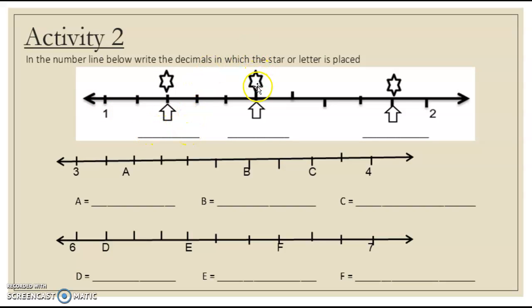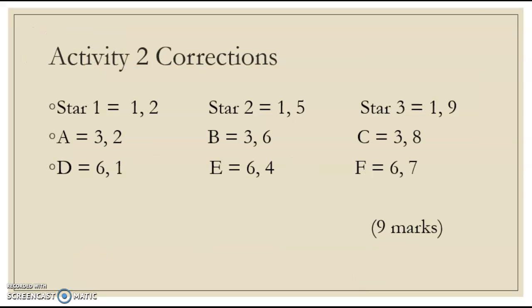So you need to do star number 2 on your own and star number 3 on your own and A to F. Please pause the video, answer activity 2, and the corrections will follow. Right, your corrections are as follows. Please fix your mistakes and tick what is correct and give yourself a mark out of 9.